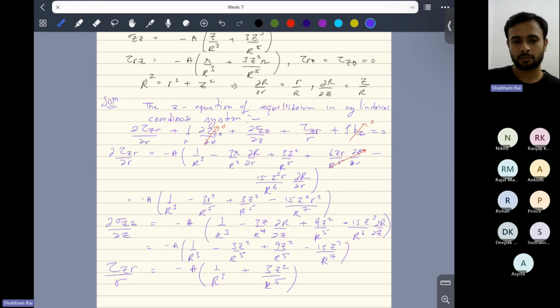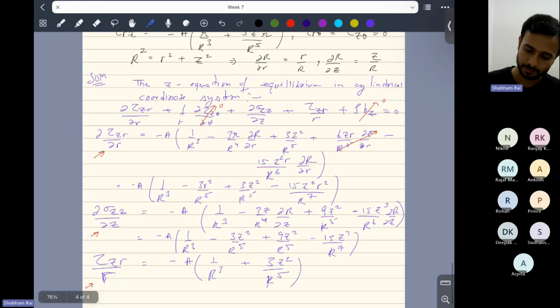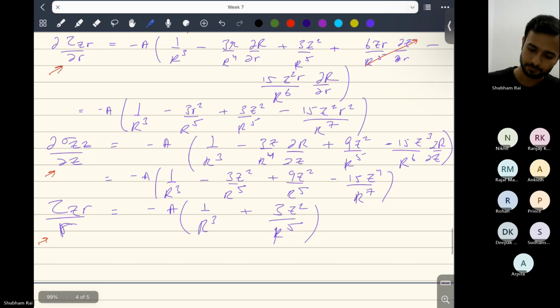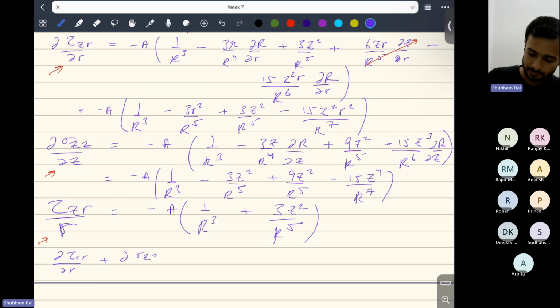Now we have this tau zr by r here. So if you add all these three terms, the first one is this term here, second this and third this. Because these are the three terms in your differential equation, you should get 0. So let me just add and see. What you have to do is del tau zr by del r plus del sigma zz over del z plus tau zr over r. We add all these three terms.